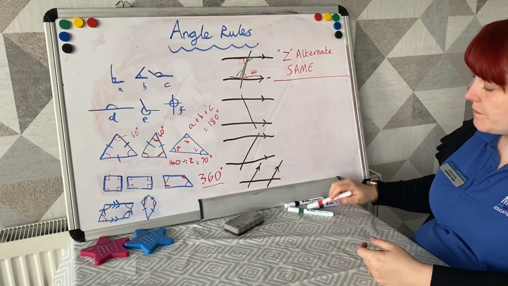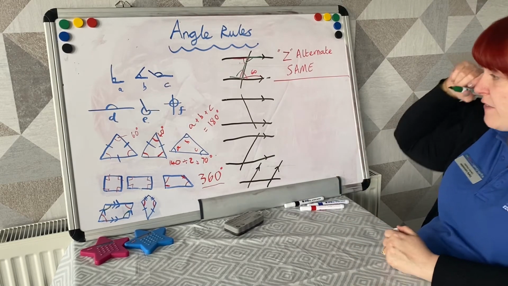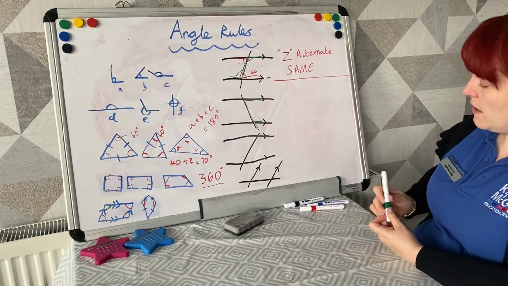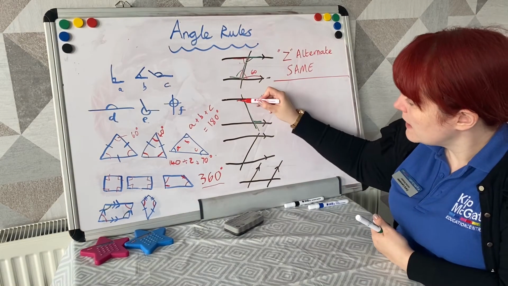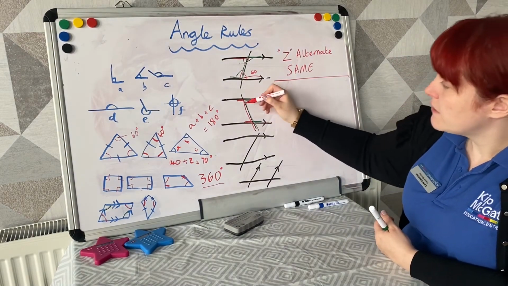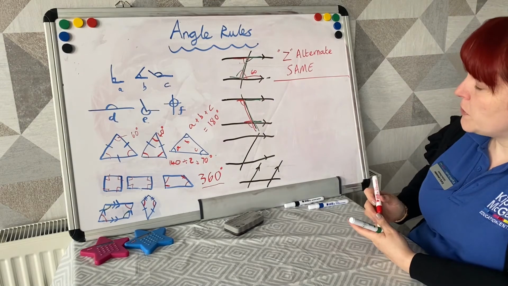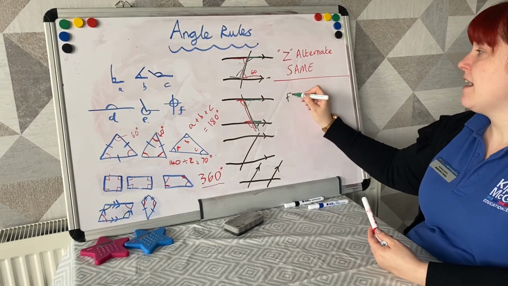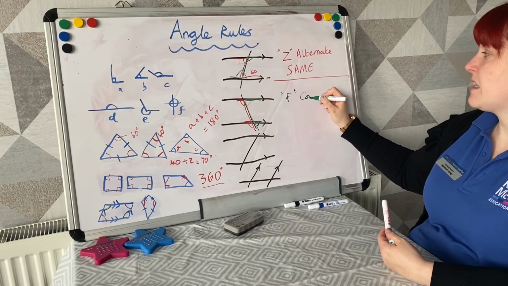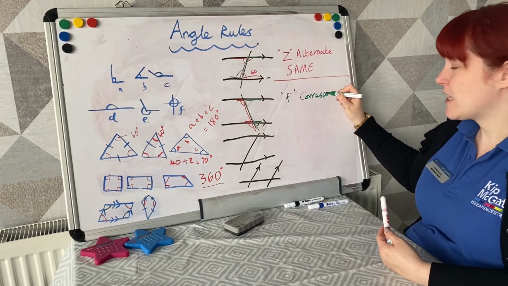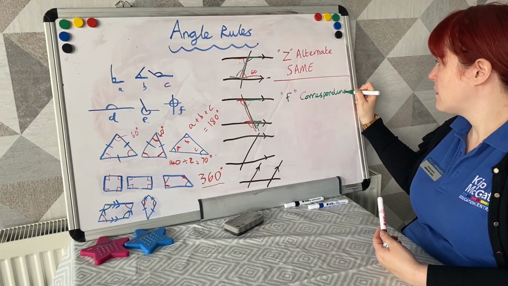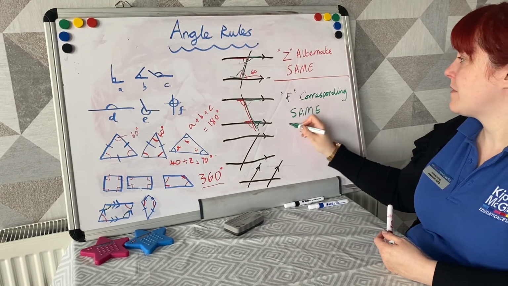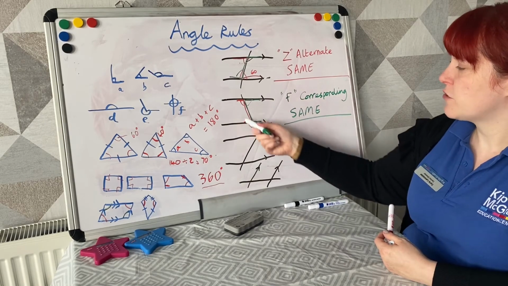Our next one is what we would call our F angles. Now it's a bit of a funny shaped F, but you can still see that that is an F, and the reverse of that would be here. The angles are there and there, both under the line, both on the same side as one another, and they are called your Fs, and they are corresponding because they are on the same side, so they correspond to one another. They are also the same as one another. So these two are the same and those two are the same.